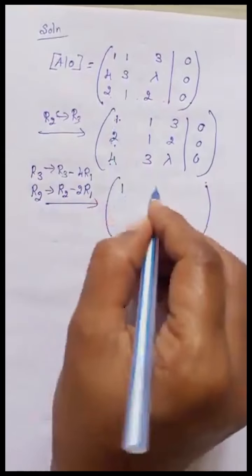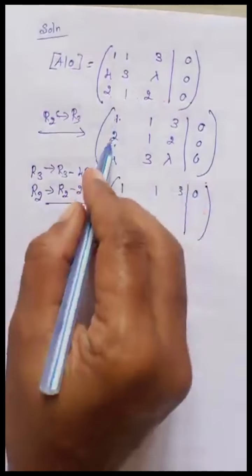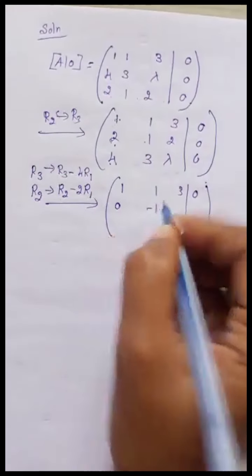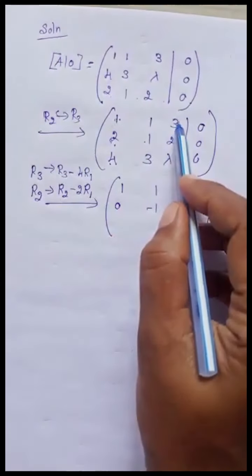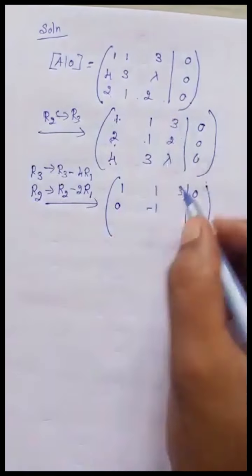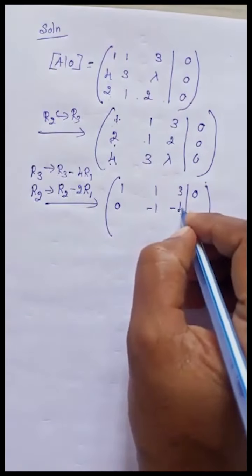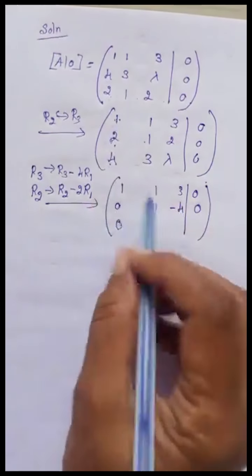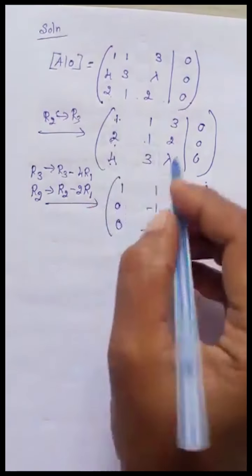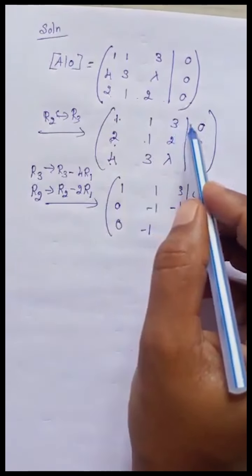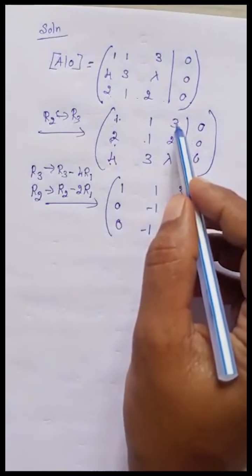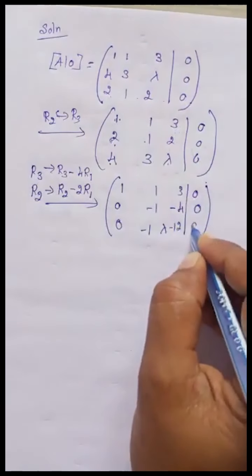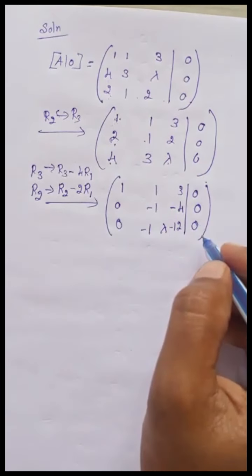See, first row there is no change here. 2 minus 2, 0. 1 minus 2, minus 1. 2, when we multiply by 2 here, 6, isn't it? 2 minus 6, minus 4. Here, 0. 4 minus 4, 0. 3 minus 4, minus 1. Then 4 into 3, that is 12, isn't it? That's lambda minus 12, and here 0.